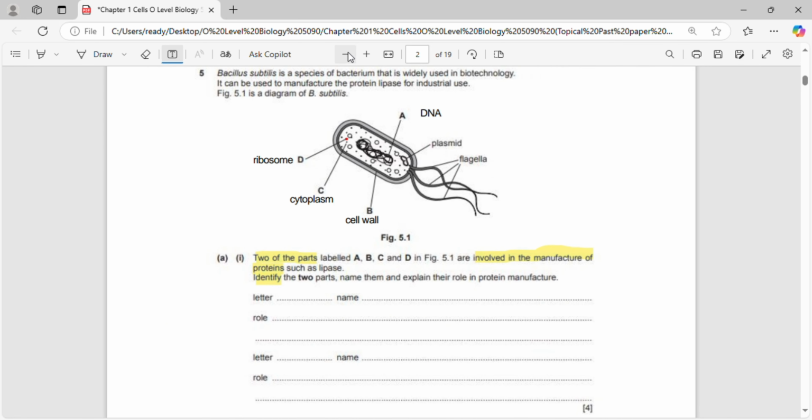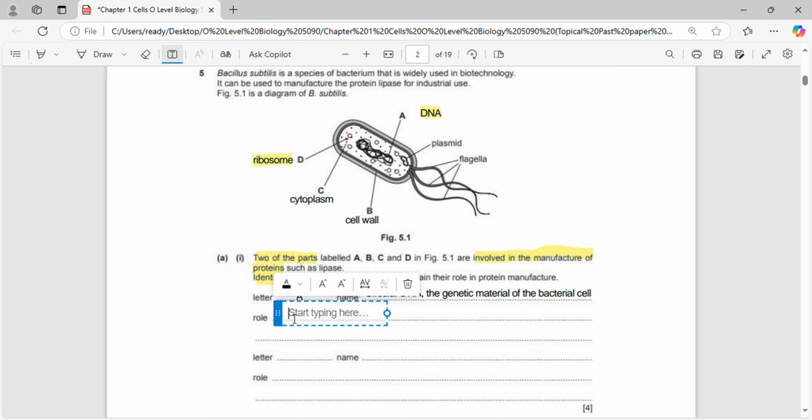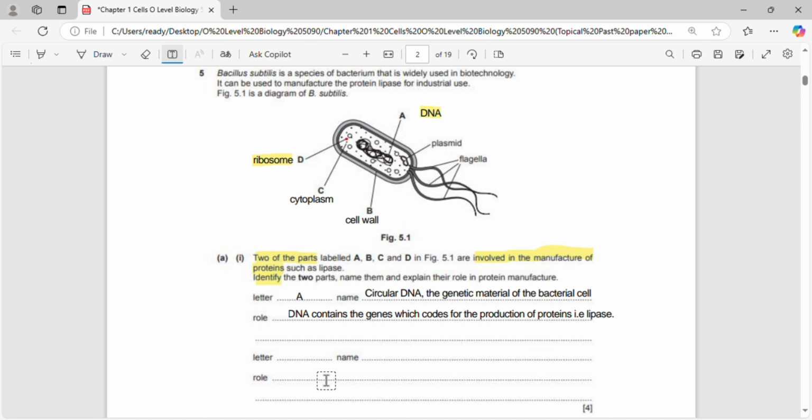So, now we need to identify which 2 parts are involved in protein manufacturing. And we know that the ribosome and the DNA play a key role in synthesizing proteins. We will write that letter A is involved in protein production, and its name is the circular DNA, which acts as the genetic material in the bacterial cell. Focusing on the role of DNA, write that DNA holds the genes that provide the instructions for making proteins, which is what the question is asking about.